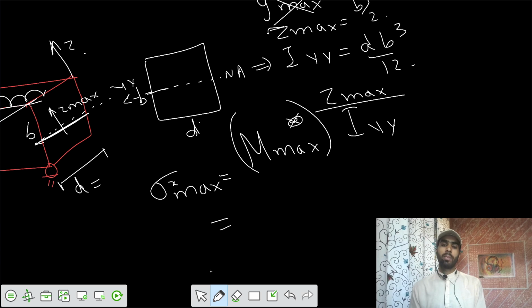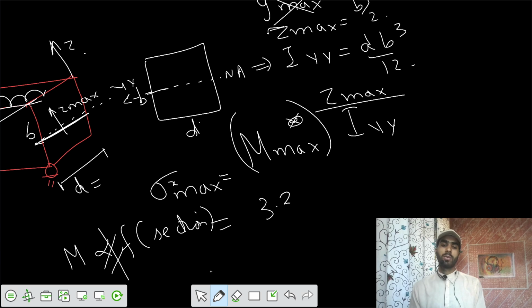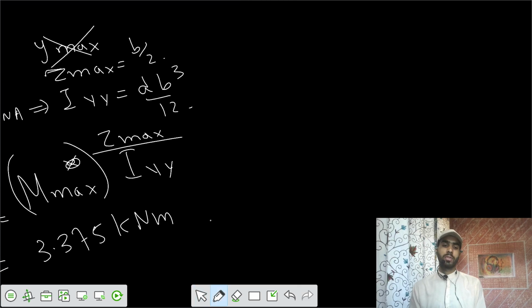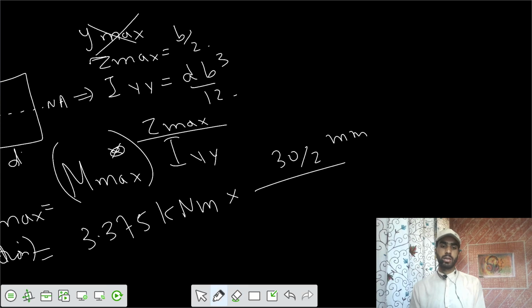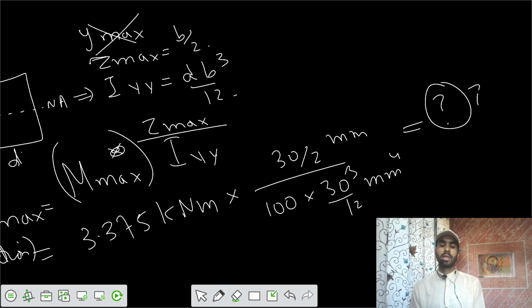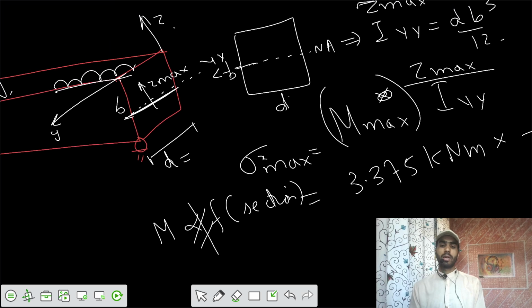So the value of bending moment is not a function of section. So the moment value remains constant, 3.375 kilonewton meter. Only the parameters of the section change, that is, the direction of the neutral axis changes. So you write Z max equals B by 2. The value of B was 30, divided by 2, in mm. Similarly, the value of depth is 100, so IYY equals 100 into 30 cubed by 12 mm to the power 4. So you get a stress value. Let's calculate those stresses, and we say there are two different stresses.